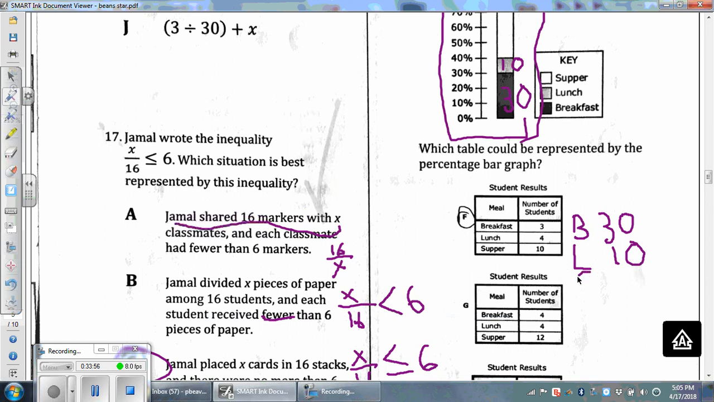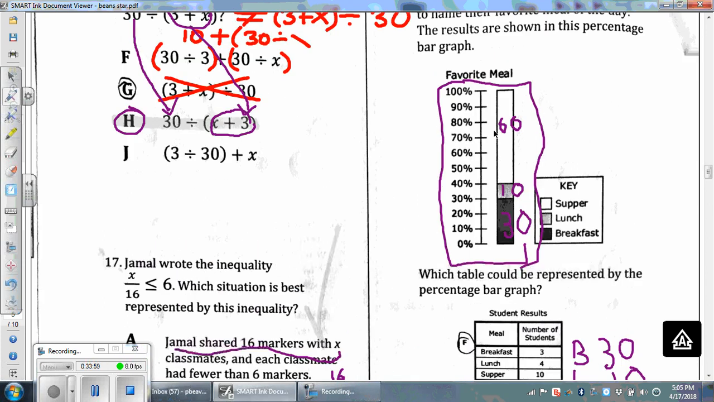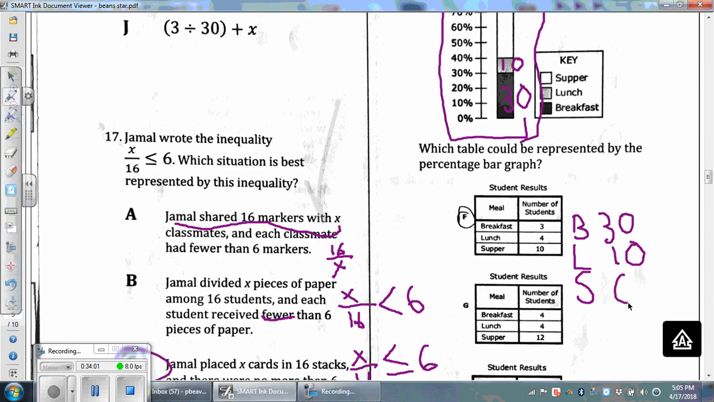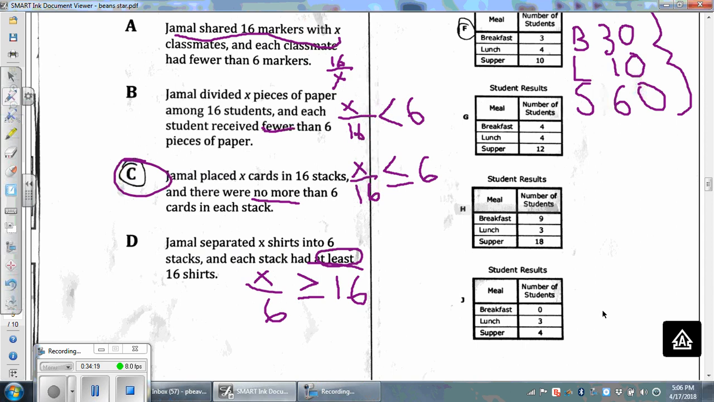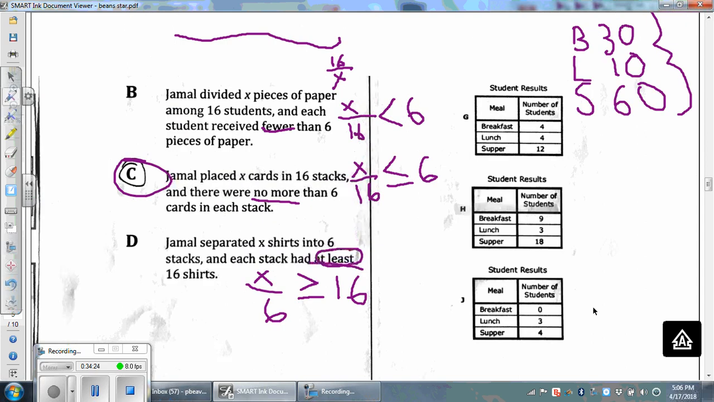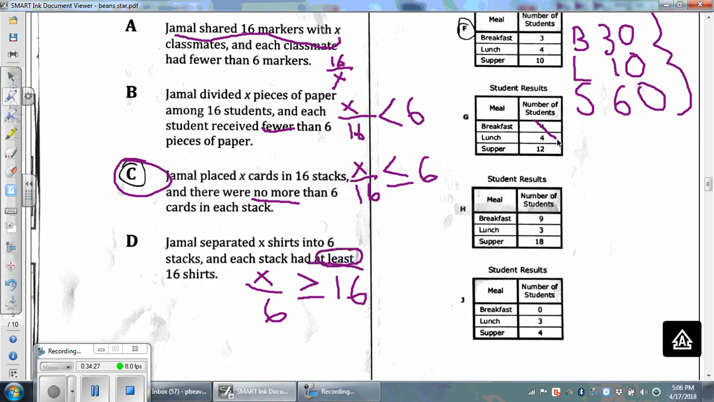And for supper, we got, what was that percentage? 60. A way to know that you have your percentage written correctly is you can add these ones and they should add up to 100. So let's see. If I look at the tables, none of them has those exact numbers. So what we're going to have to do is use our ratios and see which one could potentially be one. So right away, I'm going to eliminate this one, because we don't have the same number of students who like breakfast and lunch. So that's not a possibility.